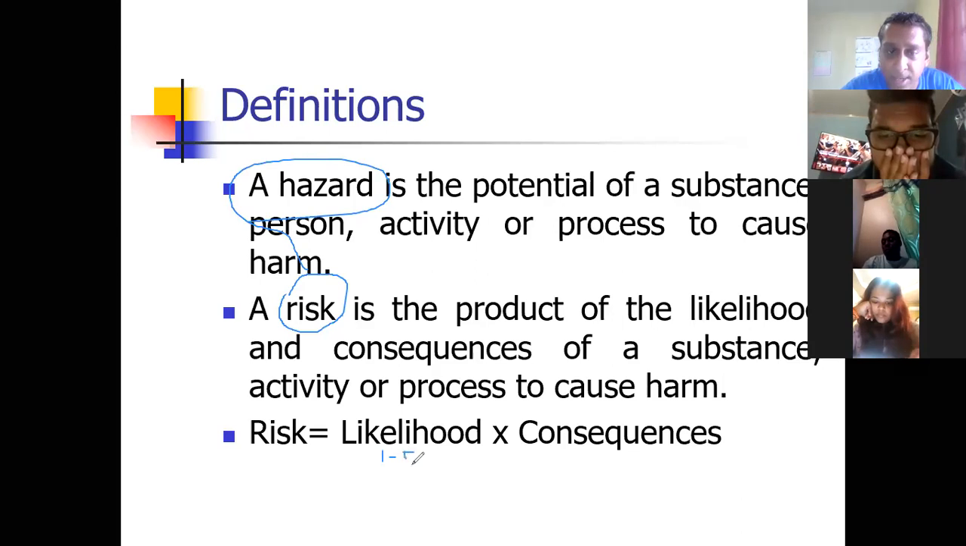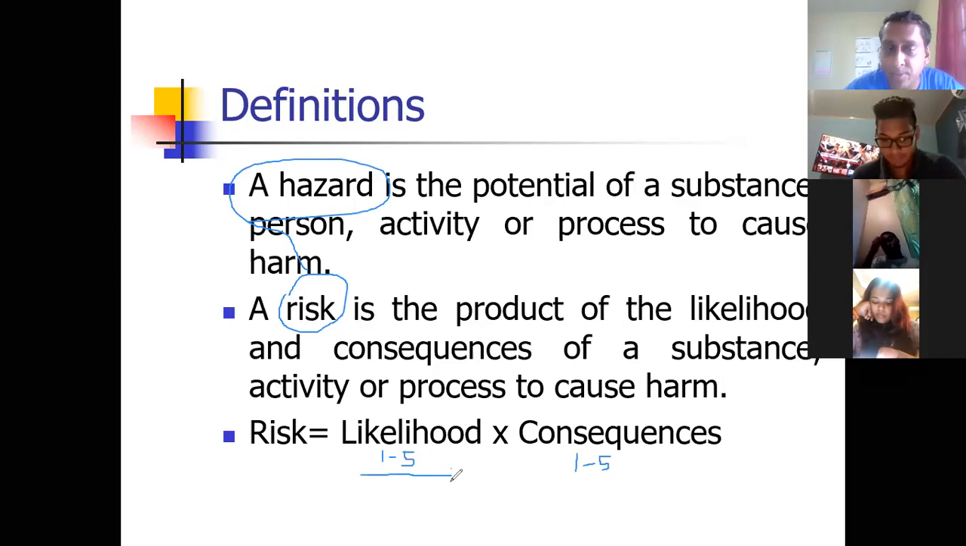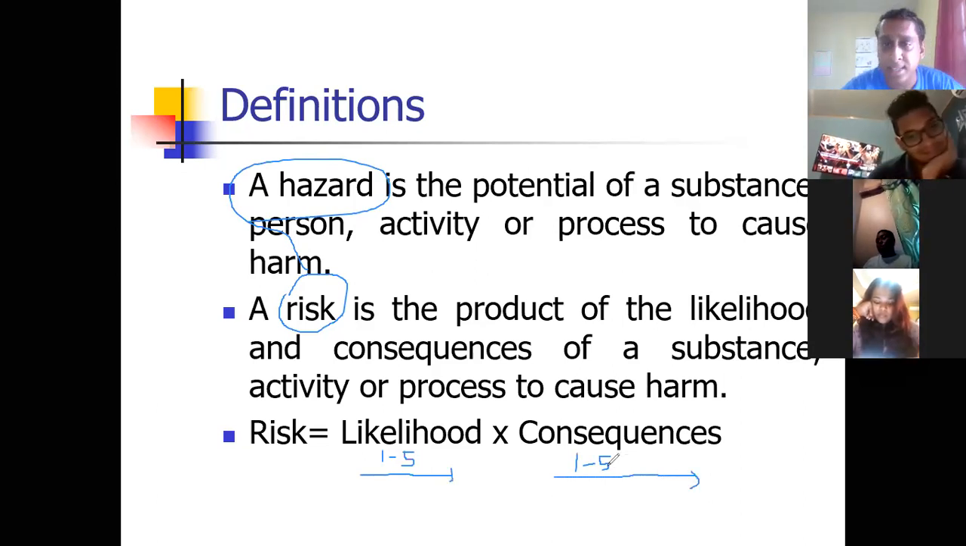They use numbers 1 to 5 on each side of this formula. In other words, likelihood is counted from 1 to 5, with 1 meaning less likely, 5 meaning very likely. Consequences is the same thing. The consequence, if somebody could just get maybe a bruise, it would be 1. But if the person could die, 5 is death, then you put it as 5. You put these two together, and when you work this out, you end up getting a number for risk.